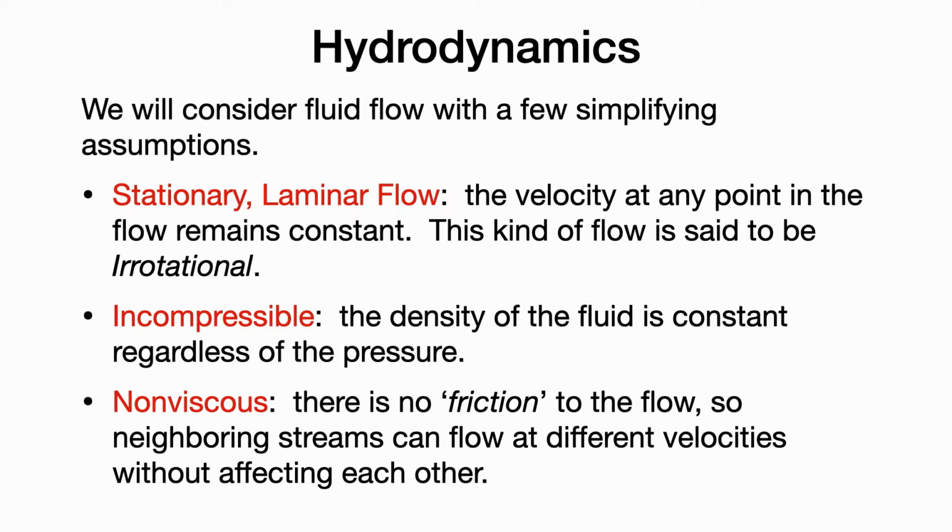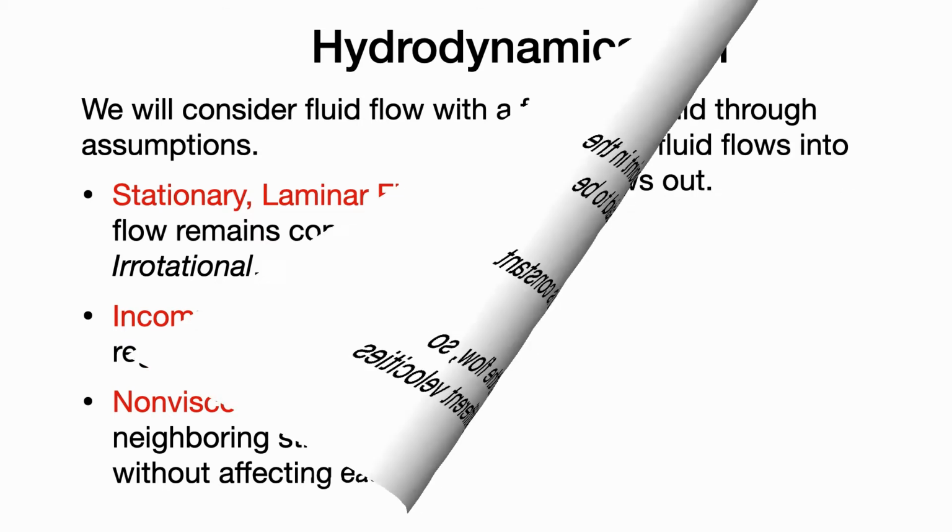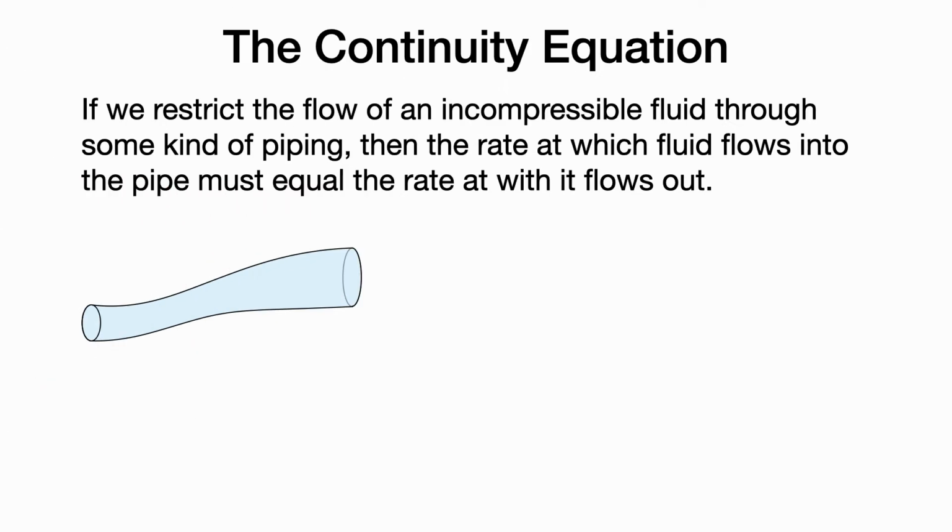And we will also only consider non-viscous fluids. That is, there is no friction to the flow, so neighboring streamlines can flow at different speeds without affecting each other. As we consider hydrodynamics, let's first consider the consequences of having an incompressible fluid. If we restrict the flow of an incompressible fluid through some kind of piping, then the rate at which fluid flows into the pipe must be equal to the rate at which it flows out.